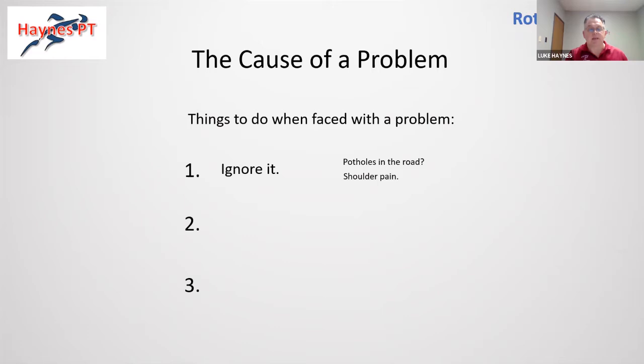So the second thing, if ignoring it doesn't make it go away, is we can alter it. In my pothole analogy, it would be nice if the city would come in and at least put a little asphalt in there, at least smooth it down for a little while. But that's just a short-term fix. We drive over that fresh asphalt for a little bit, and it's going to wallow out again. It's going to be a problem. And when we talk about the shoulder, what we're talking about here is using prescription medications, getting injections, or even having surgery.